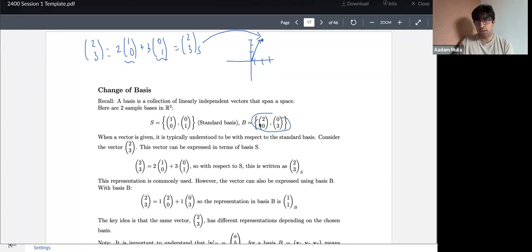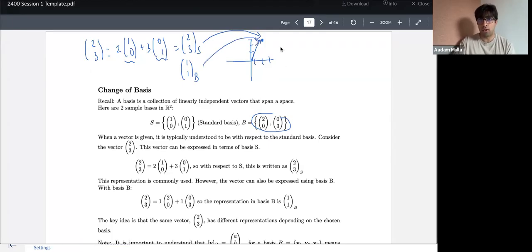Well, are we going to take 2 of this guy and 3 of this guy? No, we're going to take 1 of this guy and 1 of this guy and add them together. So what we're really going to say is that 1, 1 in the new basis is also going to correspond to the same point.